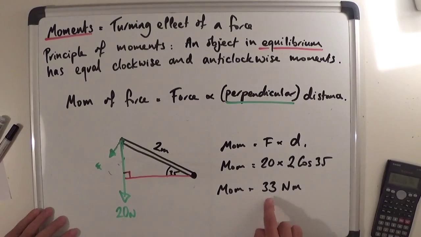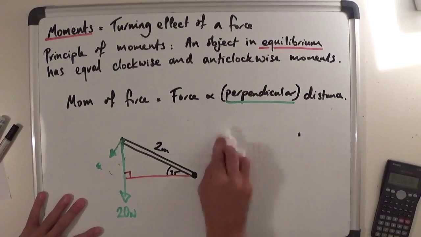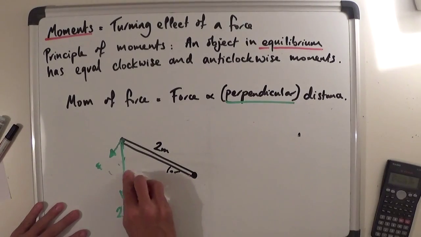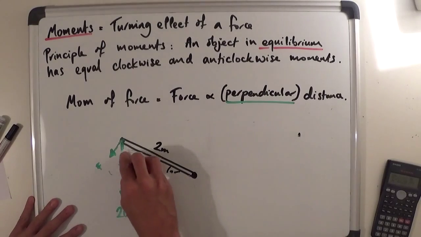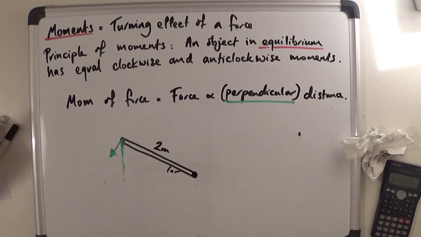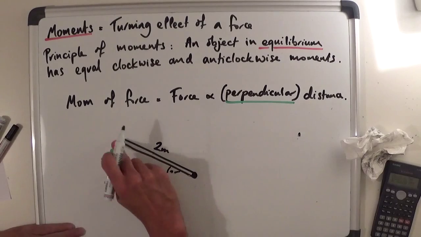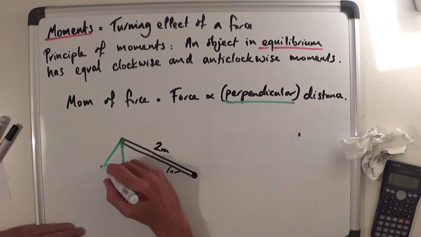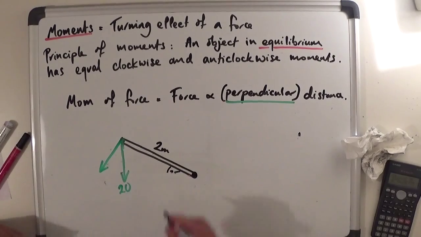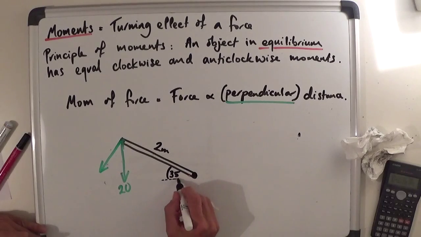Right, before we finish this, let's think about doing this a slightly different way. I want to say, what if we don't worry about the perpendicular distance, but think about the perpendicular force. We've got 20 newtons this way, but I want to know what this perpendicular component is. Straight away, this angle here is 35 degrees.